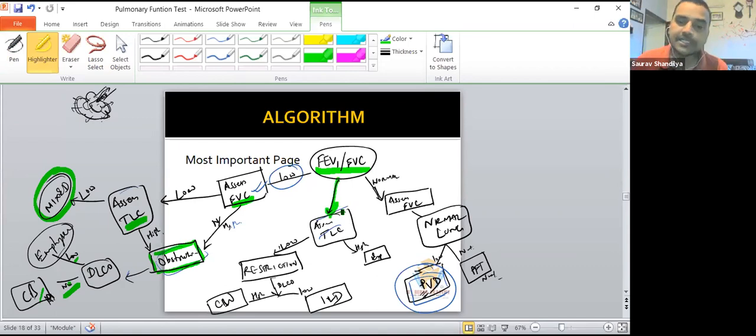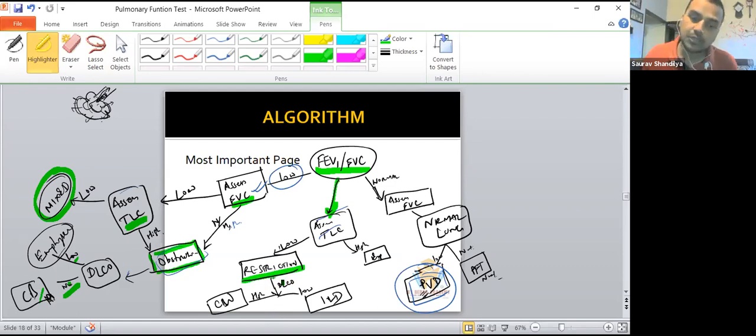Come to another flow. We have to assess the TLC. When we are assessing the TLC, total lung capacity, if it is higher, there could be a lot of problems. If the total lung capacity is higher, it could be not just obstructive disease, it could be a lot of other problems. Now, if it is low, 100% it is a restriction. You also buy this my argument.